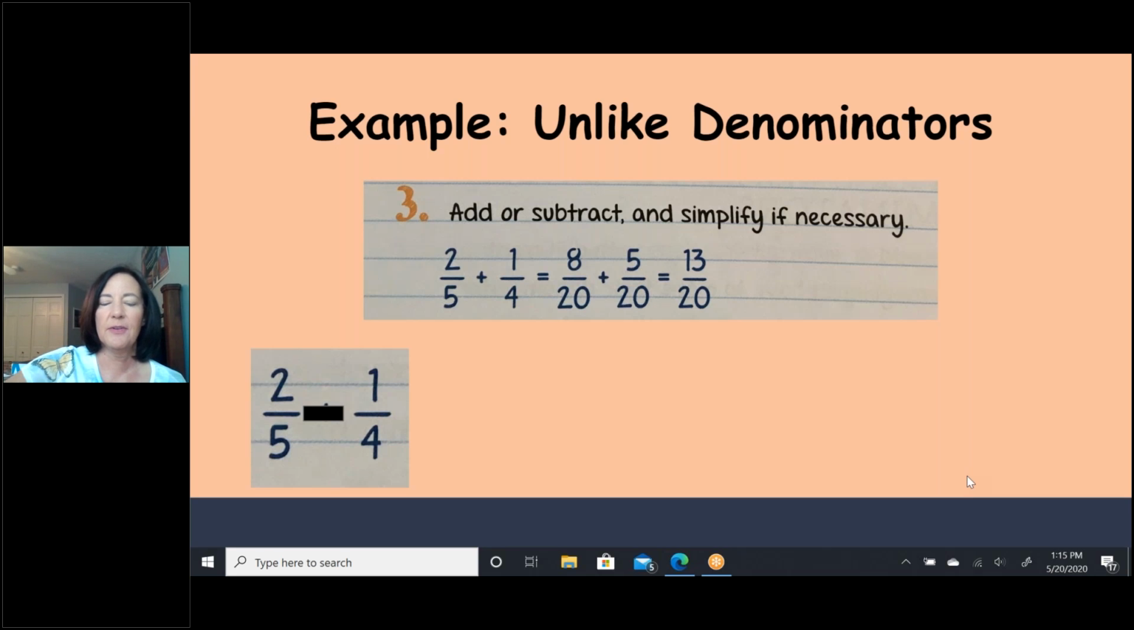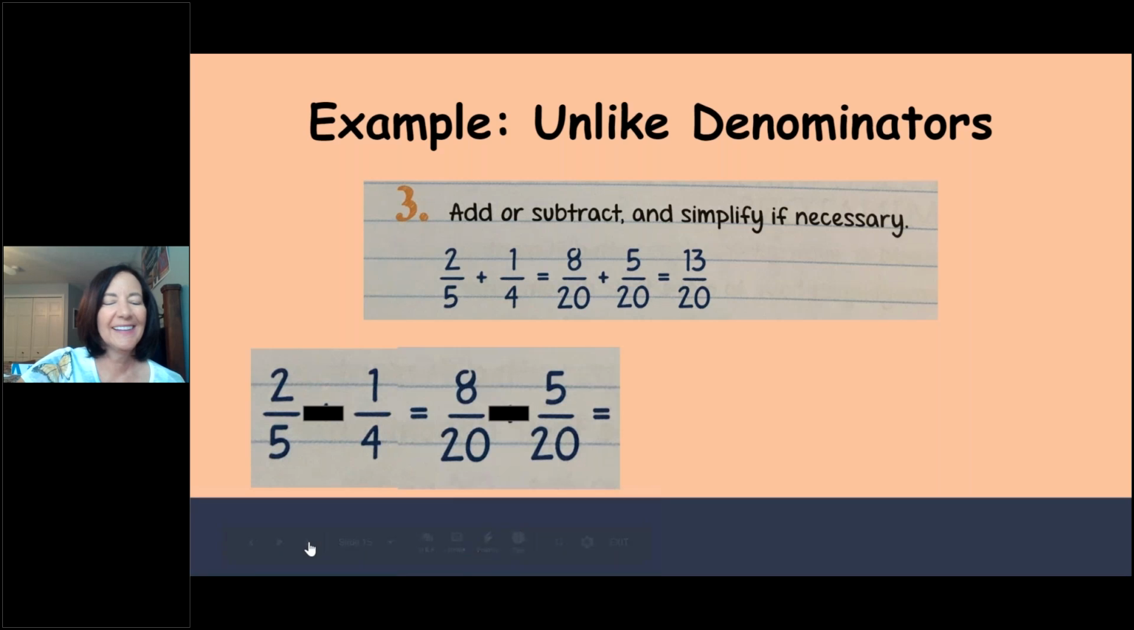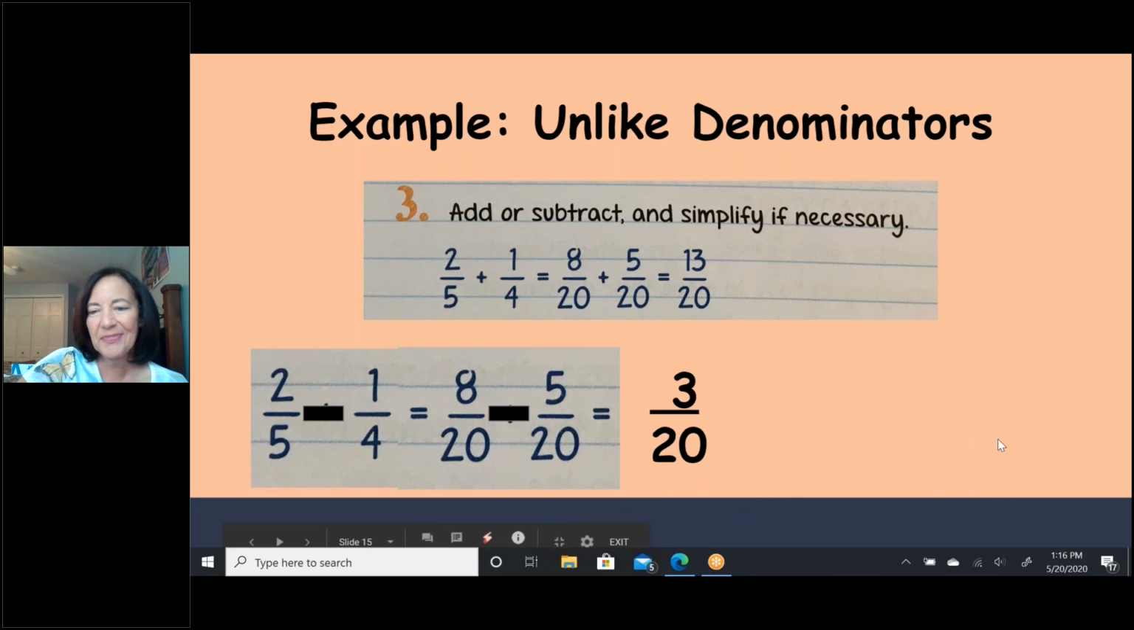And the new fraction would be 3/20 because you would subtract it. Absolutely perfect. So how about 3/20? Can we reduce that? No, because there's no factor that goes. The number 3 does not go into 20 without a remainder. You are absolutely correct. Nice job.